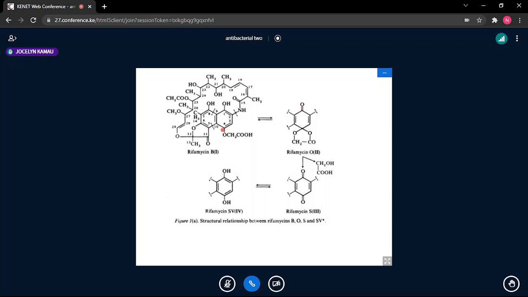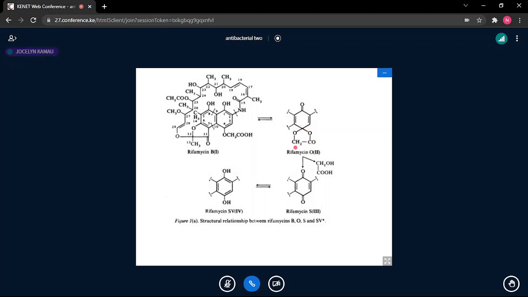You attack that carbon, it has too many substituents, and that bond shifts from there to that position. Once that happens, this carbon has too many bonds, and therefore these electrons shift to form a double bond between the oxygen and the carbon. So that is our rifamycin O. Our rifamycin O has an oxo group at position number 1, 2, 3, 4, and at position number 4, it has a cyclic.